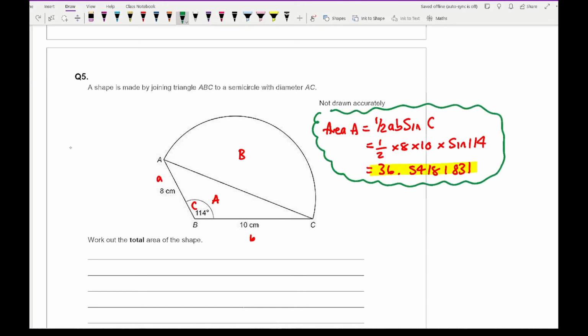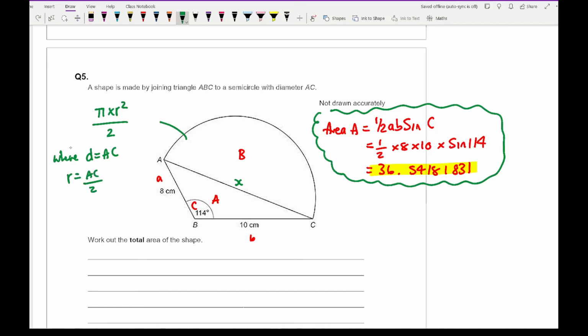Now the next thing I need to do is work out the area of B. B is a semicircle, so I need to work out the length of AC, because I need to know the radius of that circle. The area of the semicircle is pi times radius squared over 2, where d equals AC, so r equals AC over 2.